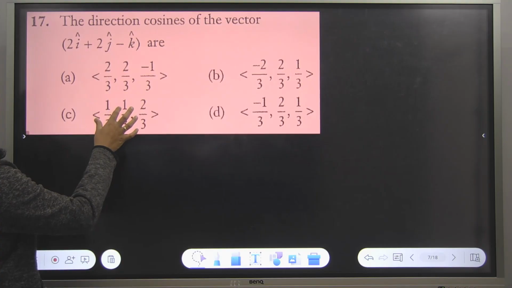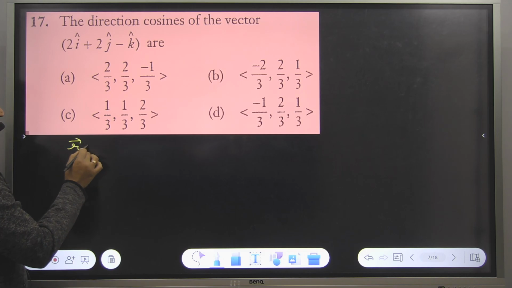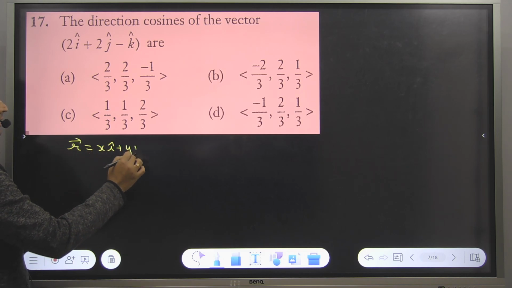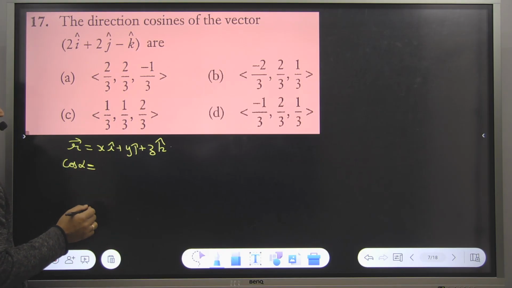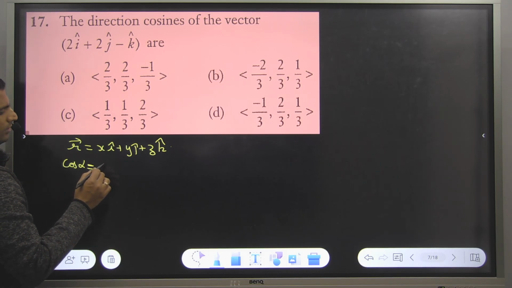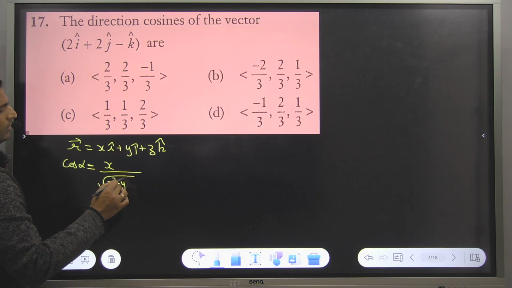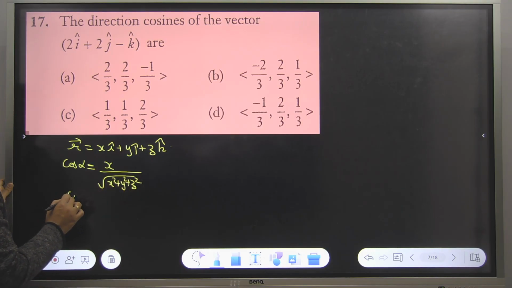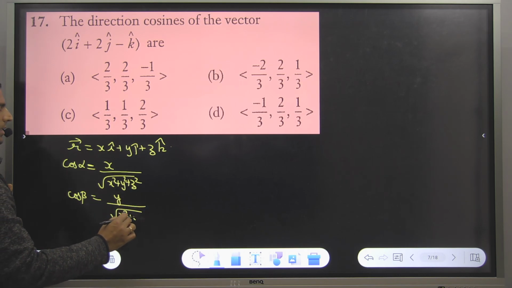Who can tell me what is the formula for direction cosine of a vector? If any vector is xi cap, yj cap, zk cap, how will you find direction cosine? What is the formula? Option A is correct, but what is the formula for cos alpha? How do you find direction cosine? X divided by, this is cos alpha, cos beta will be... are you understanding?